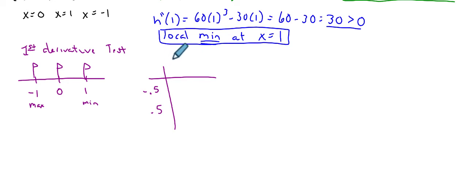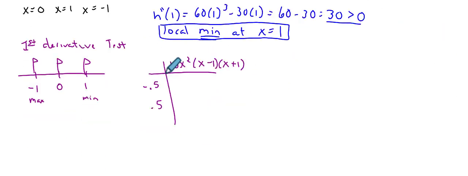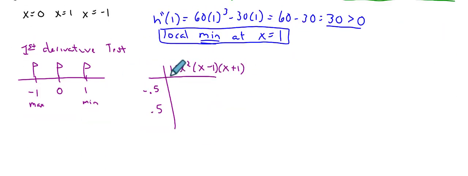So our first derivative was in factored form 15x squared times x minus 1 times x plus 1. Okay, so that was our factored form of our first derivative. You can see that here is our first derivative. There's our factored form right there. So that's where I'm getting that from. Okay, and so again, I only care if it's positive or negative, so I don't really care about the size.